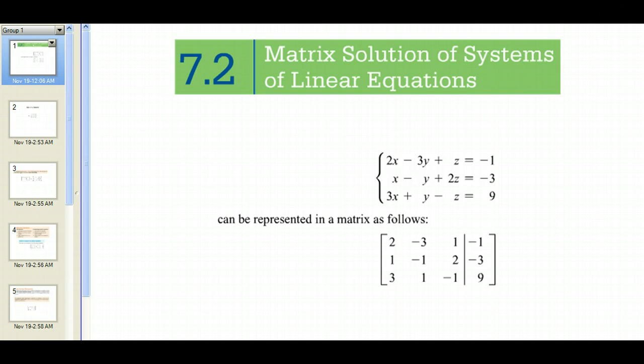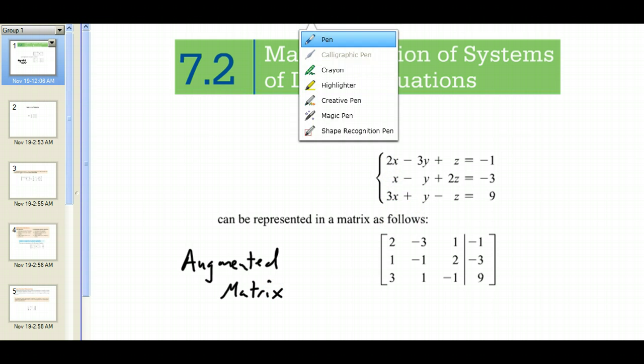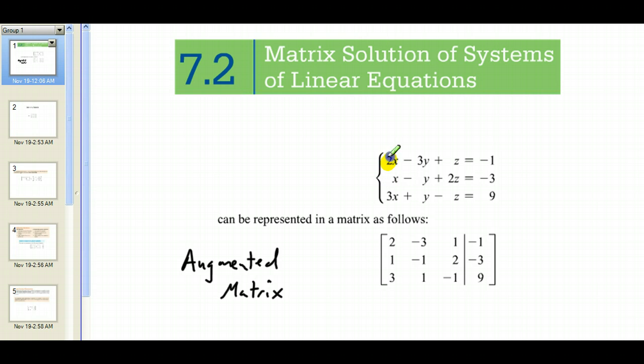Alright, so what this first slide is showing you is just how we set up a matrix, what we call an augmented matrix. If you notice, we take the coefficients and the constants from here. We're taking the 2, the 3, the understood 1, the negative 1, okay? And that's where this is coming from. 2, negative 3. Alright, I always take the sign as well.